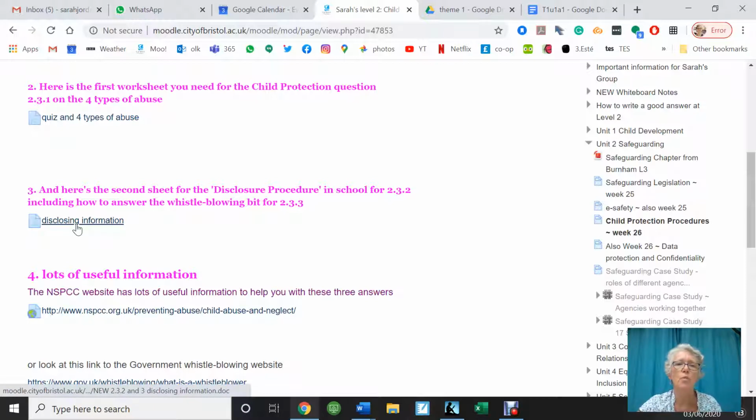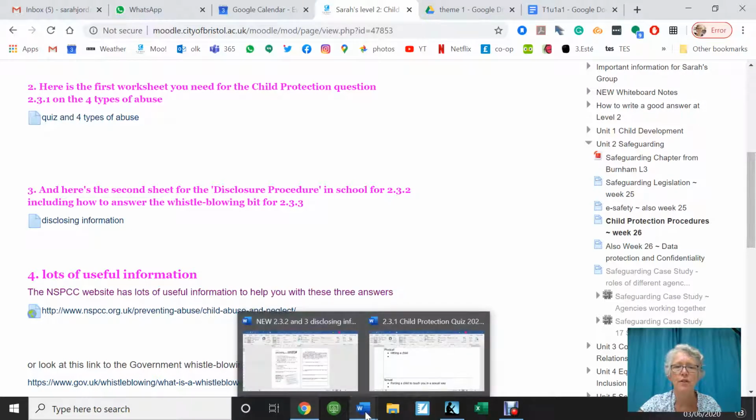Here's the second worksheet. This is about disclosure. If a child comes to you and tells you they're being abused, that is disclosure. What should you do about it? So if you click on this link here, you'll get to the worksheet for that one.